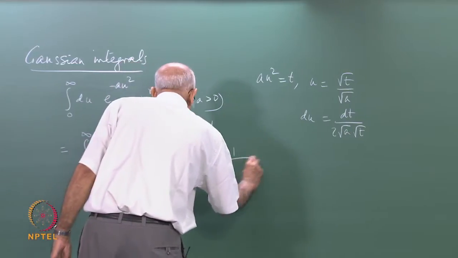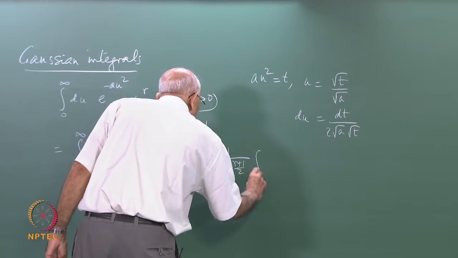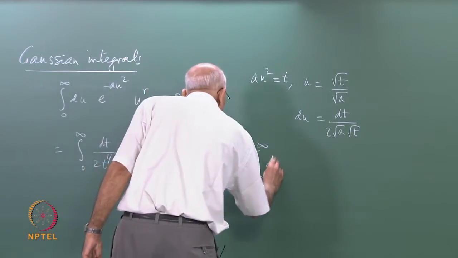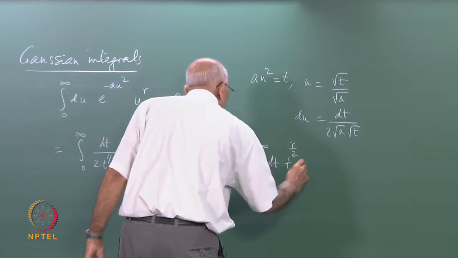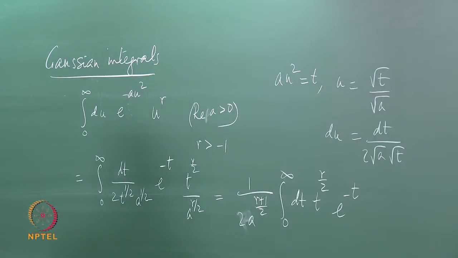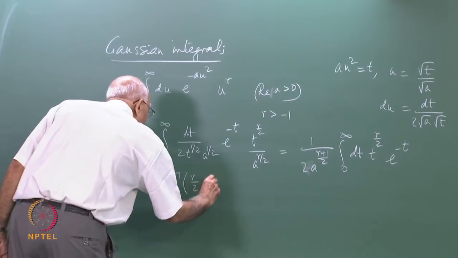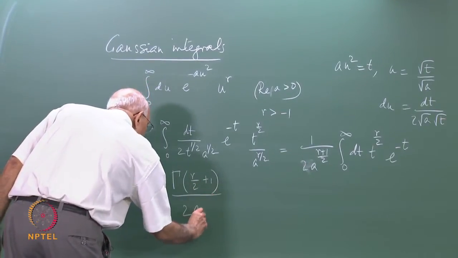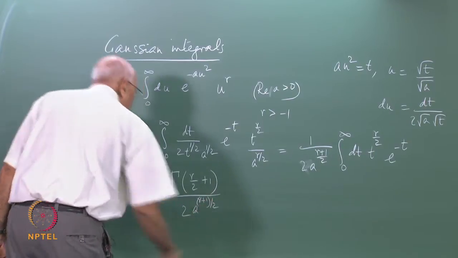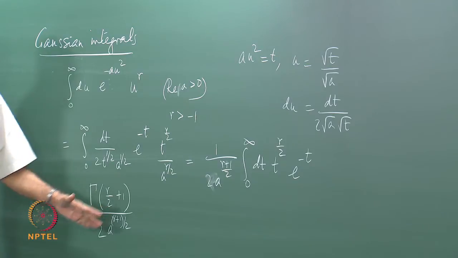So that is 1 over 2 a to the power r plus 1 over 2, and integral 0 to infinity dt t to the r over 2 e to the minus t, and that of course is a gamma function, the original representation for a gamma function. So it immediately says that this integral equals gamma function of r over 2 plus 1 over 2, a to the r plus 1 over 2. So it right away provides you with an expression for this general integral in terms of gamma functions.